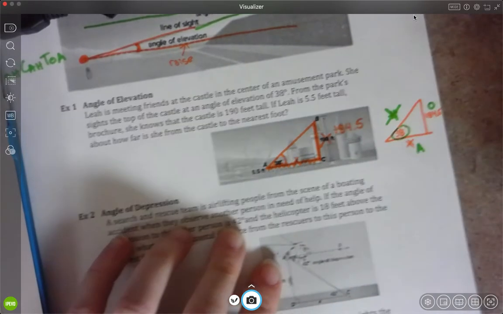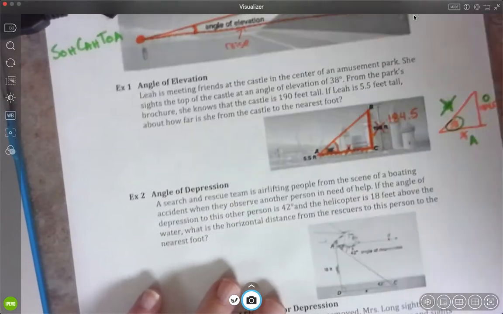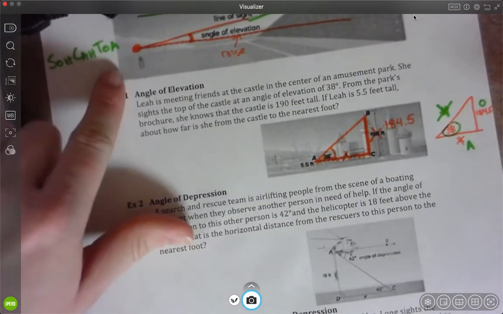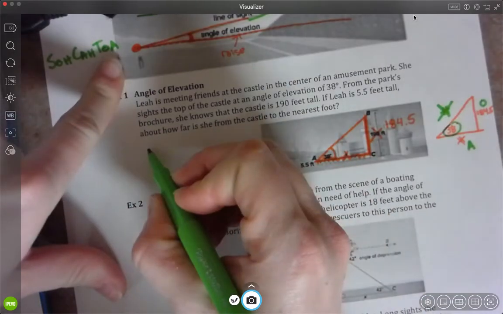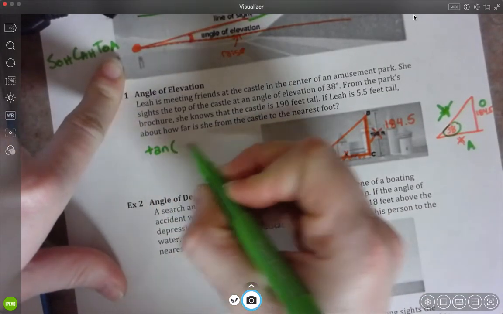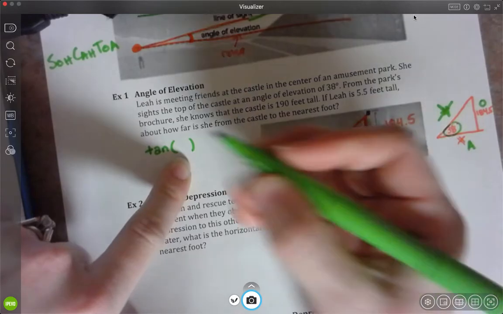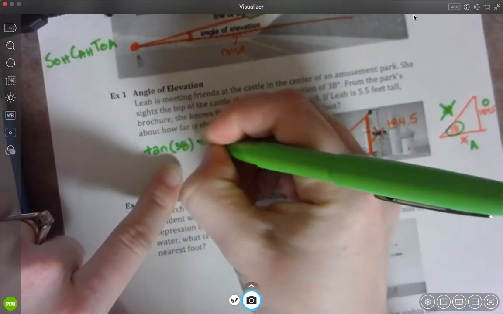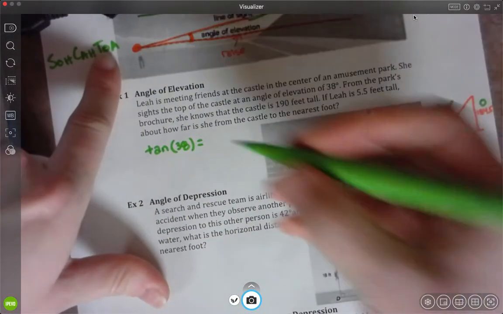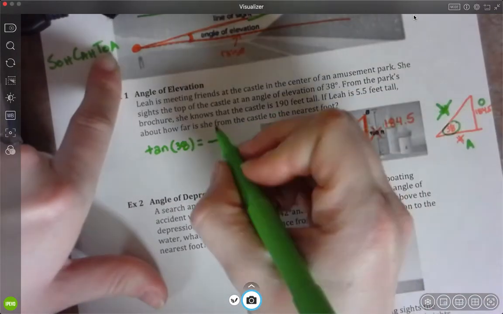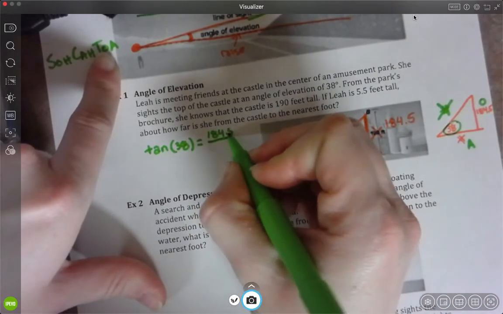Okay, so opposite and adjacent, which trig function are we going to use? Opposite adjacent is tangent. So I'm going to do tangent, and you always put the angle inside of tangent, which is 38 degrees. And then I do equals opposite over adjacent. Opposite is the 184.5. The adjacent is going to be my x.